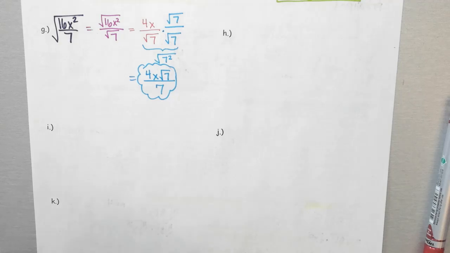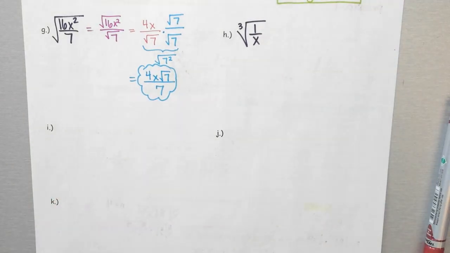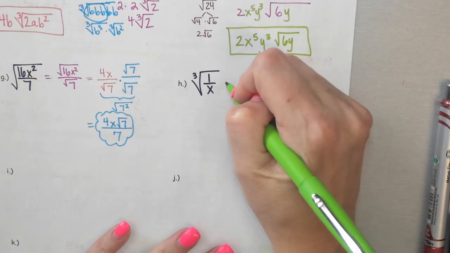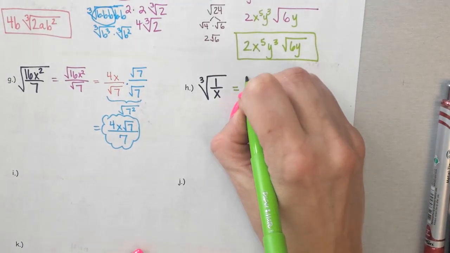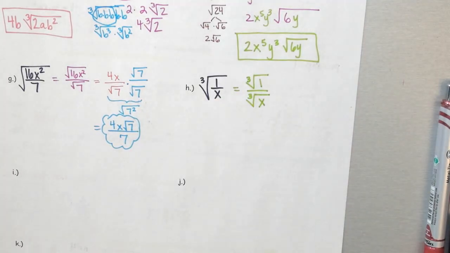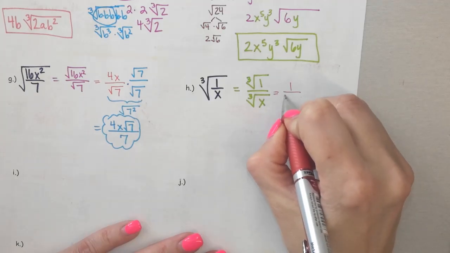Now we're going to extend. We have the cube root of 1 over x. Okay, so our first step is just splitting this up. All right, and then we're going to simplify what we can. Yep, so is 1 a perfect cube? Yeah, because 1 times 1 times 1 is 1. Okay, so this is 1 over the cube root of x.